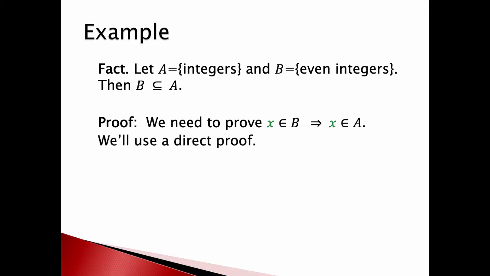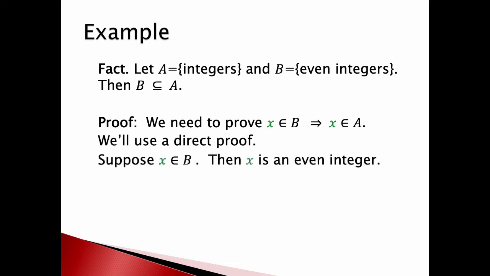I'm going to assume that x is contained in B. That means that x is an even integer. That's what we know about that. Remember, when we do a direct proof of P implies Q, we assume the P and we start trying to figure out what that tells us. So if we assume that x is contained in B, that tells us x is an even integer. Well, that means x is an integer. So obviously x is contained in the set of all integers. So there we go. That was as obvious as it seemed.